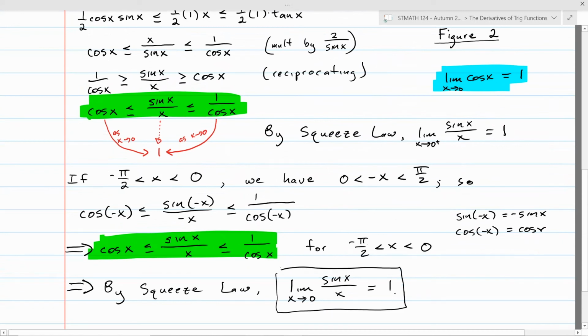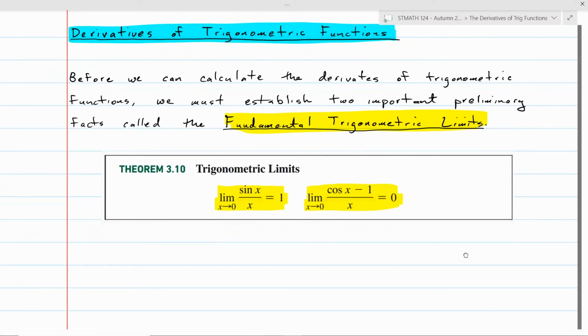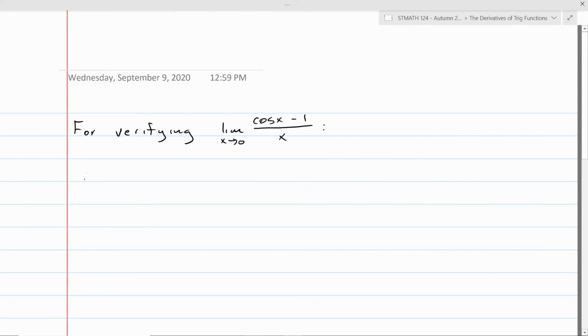And once you know that one, you can actually use the limit of sine of x over x to get the second limit that we wanted to argue. The second limit was the limit of cosine of x minus 1 over x. So let's see how we get that limit. Actually, I can just get it by doing a little bit of algebra, using some trigonometric identities, and you can get it pretty quick.